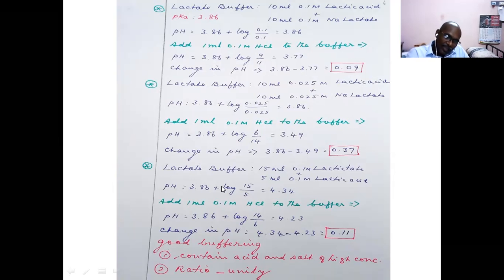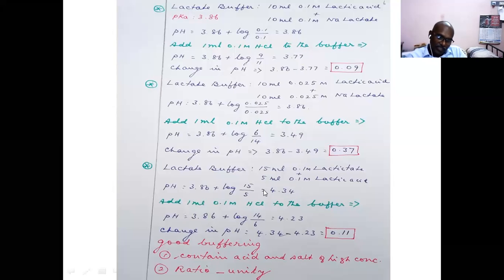Now I am doing another calculation, the third case study. What I am doing is taking the lactate buffer, but now I am taking 50 ml of 0.1 molar sodium lactate and 5 ml of 0.1 molar lactic acid. Now I am going to calculate the pH of the buffer. The pH is equal to 3.86 plus log 15 by 5. So this is equal to 4.34.